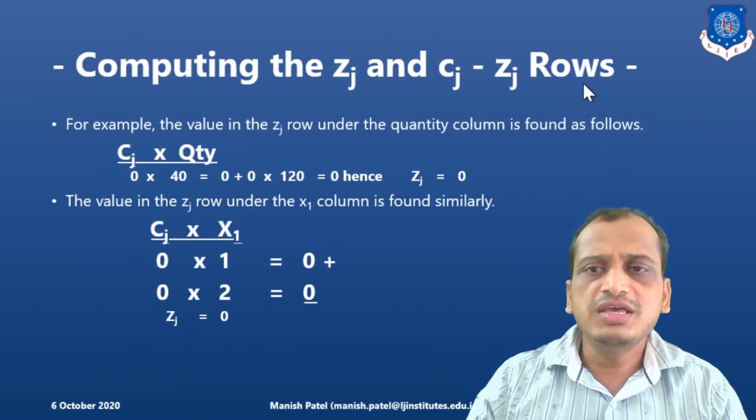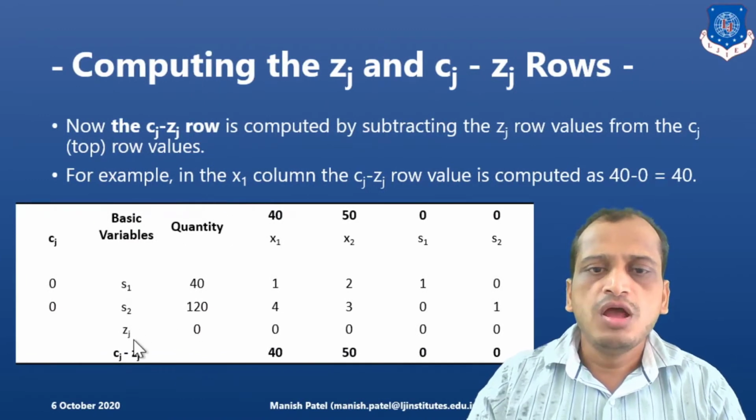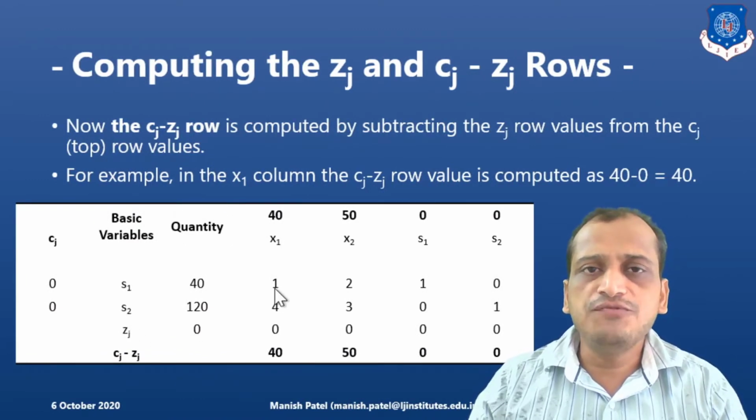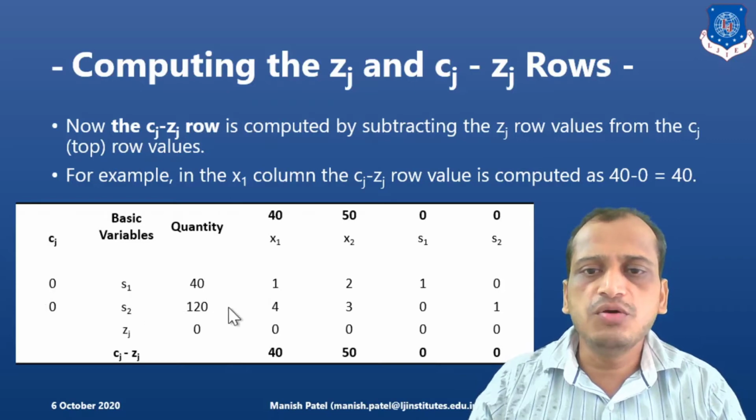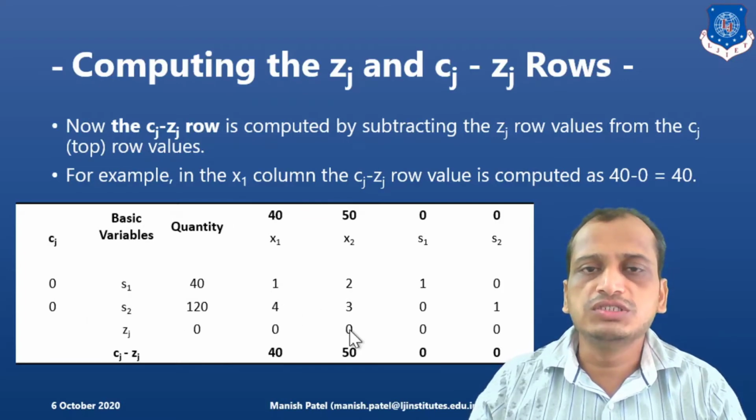The next step is to find Zj and Cj minus Zj. Let's look into the table so that you can easily understand how we find Zj and Cj minus Zj. For Zj, we multiply this coefficient, 1, by this Cj. So 1 into 0 plus 0 into 4 is equal to 0, obviously. Here again for this column, 2 into 0 plus 3 into 0 gives 0. Obviously the coefficients are 0, so you are going to get Zj equal to 0 here.